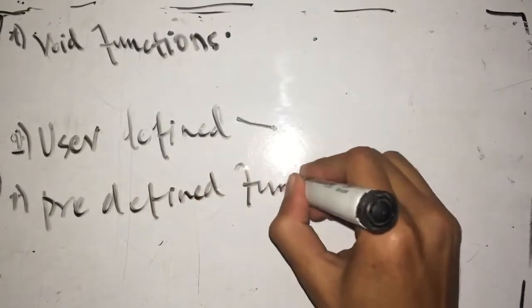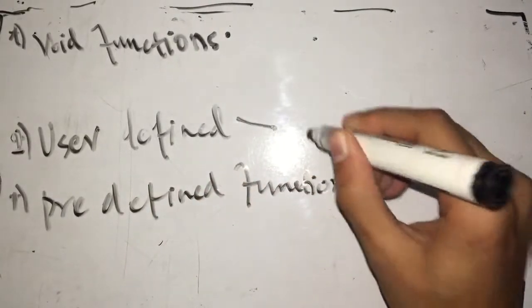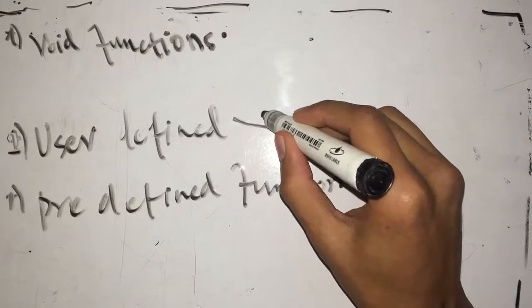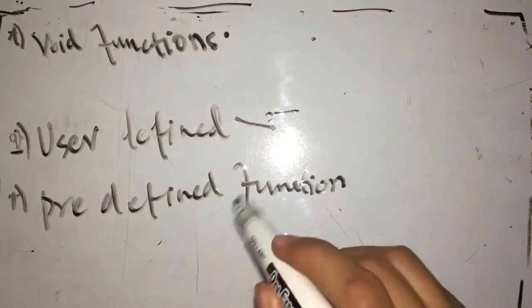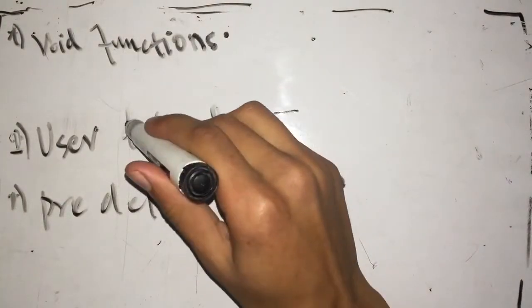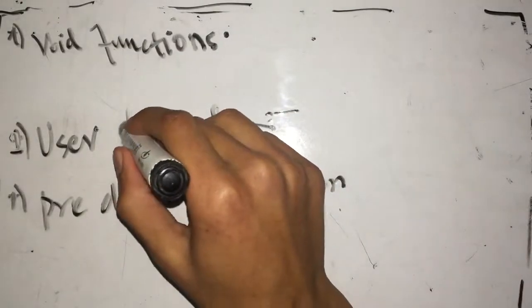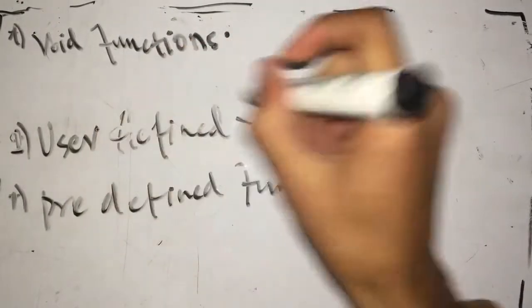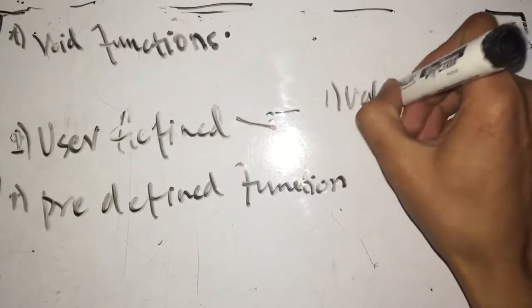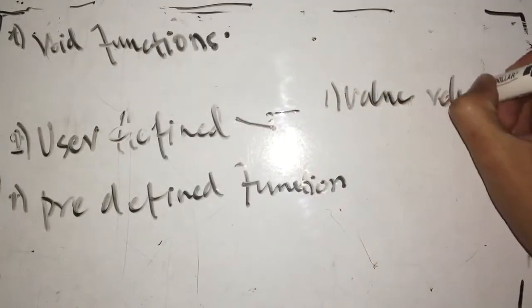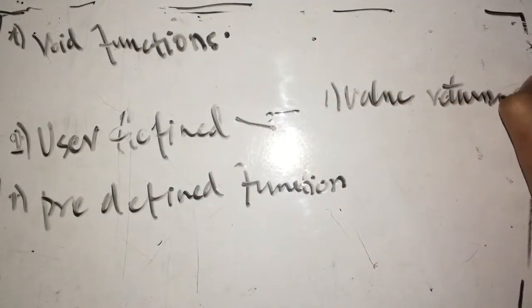Predefined functions are the functions which are pre-written, and user-defined functions are the functions which you write by yourself according to your needs. So these are two categories of functions, but inside the user-defined functions, one subcategory is the value returning function, which returns you a value.